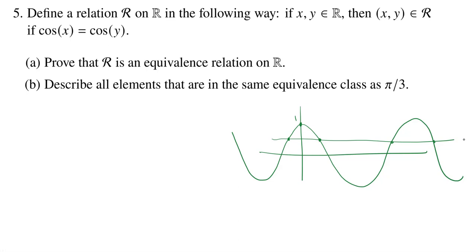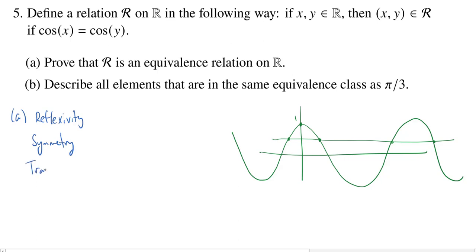Okay, fine, that's okay. The first problem is to show that this actually does form an equivalence relation. The short answer is it's going to form an equivalence relation because equality forms an equivalence relation. But let's go through the steps. For part A, we need to check the three different conditions of being an equivalence relation. First, reflexivity, then symmetry, and then transitivity.